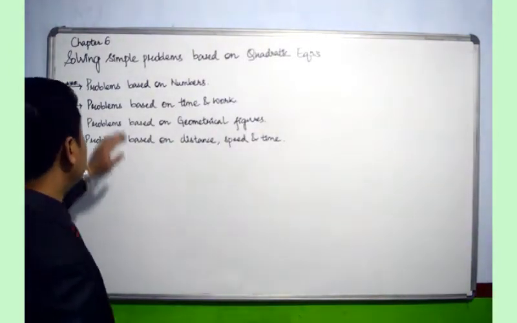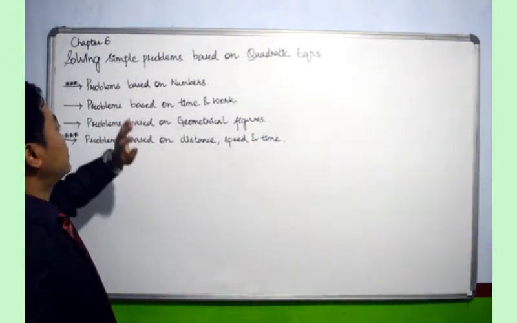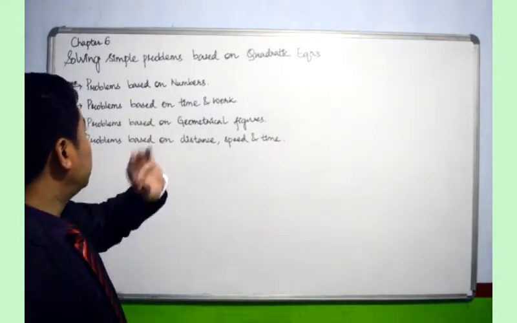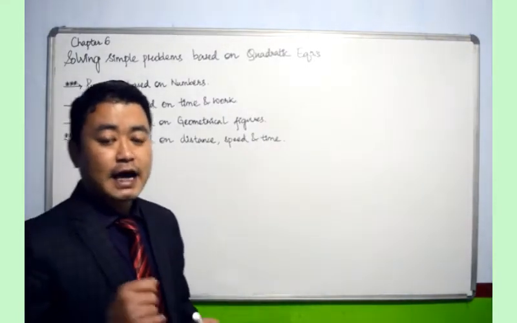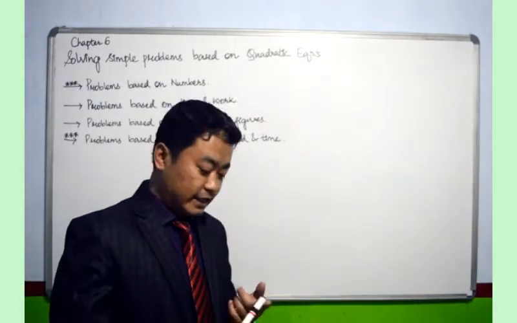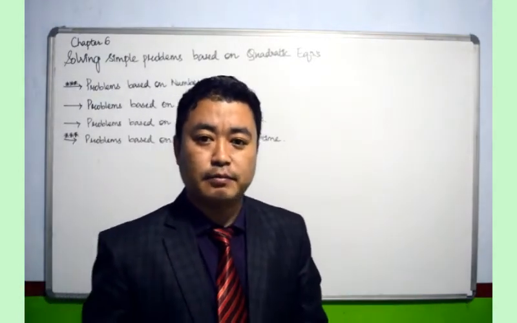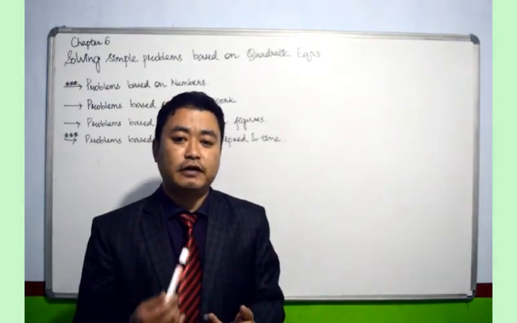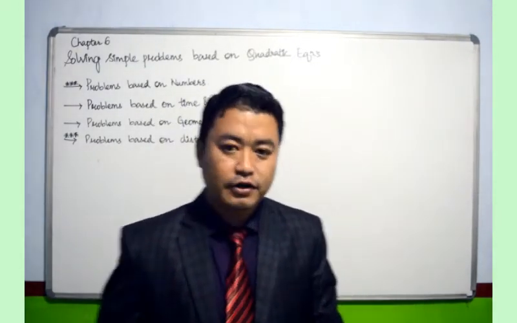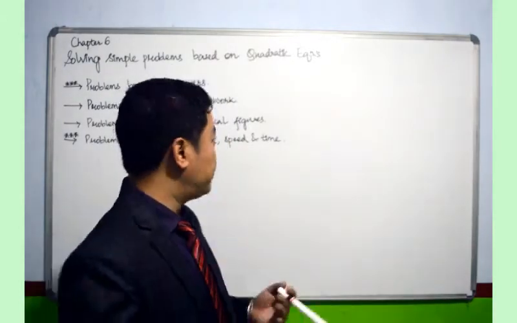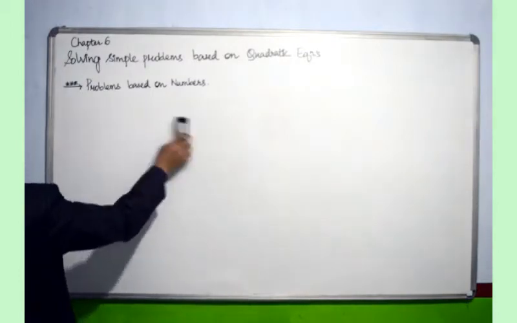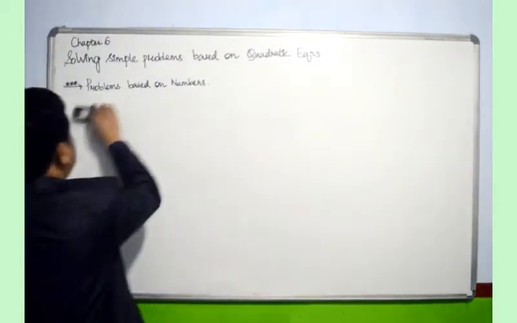So problems based on numbers is the first subtopic we will be dealing with today. Remember, in word problems based on numbers, you will be dealing not just with numbers but with age as well. Age also comes under numbers, no? You will be getting ages of different people, and you will get to know when you deal with the equations.